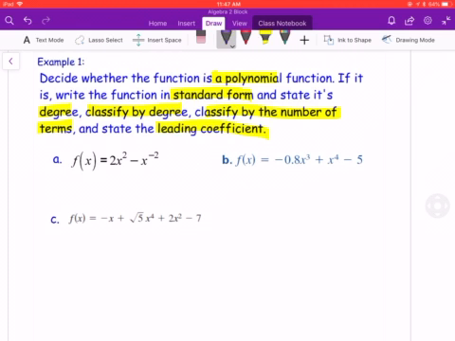So in A, remember to be a polynomial, it has to have real number coefficients and whole number exponents. Whole numbers are 0, 1, 2, 3. So you can't have negative numbers. That would be an integer. You can't have fractions, no x's in the exponent, etc. So A is not a polynomial because you have a negative exponent.